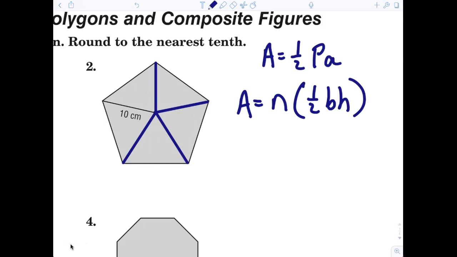So essentially all we're doing is finding the area of one triangle and multiplying it by the number of triangles in the polygon. Is everybody with me on this? I think that's the easiest way to do it. Very, very simple.